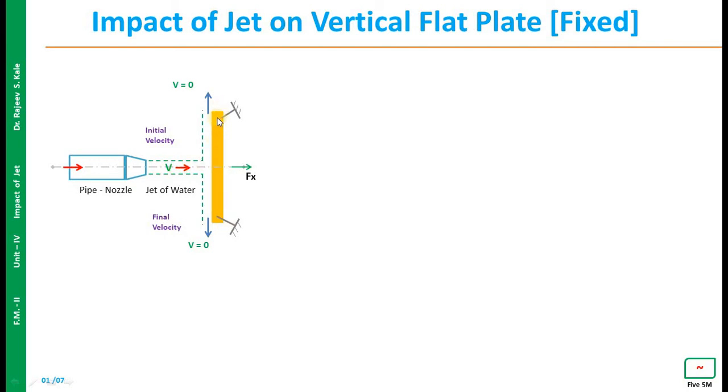Suppose an obstruction is there, a fixed vertical plate, then it will create an impact on the surface. Water will create impact on the center of the plate, so the final velocity becomes 0. By gravity it will fall downward. Some of the water after striking goes in an upward direction. So the impact of jet is nothing but the horizontal force in the x direction, Fx, which one can estimate.